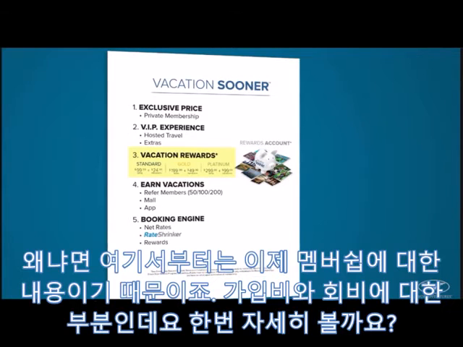Now, point number 3 is where it gets a little more compelling, because obviously to join the club, there's a fee. We have an upfront fee, we have a monthly fee, and so let's talk about how that works.